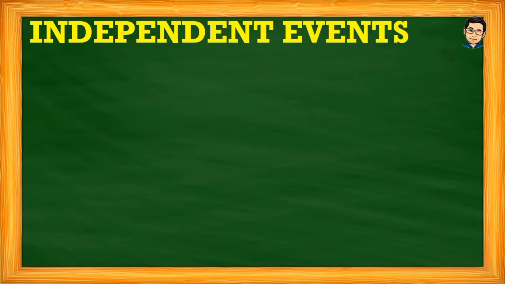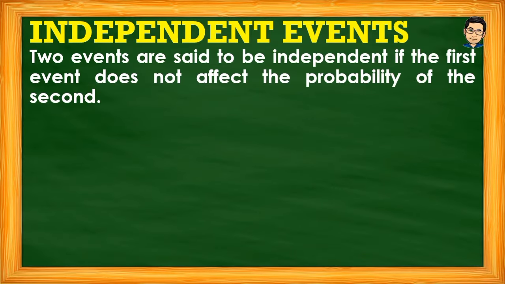So let us now discuss independent events, then dependent events, so you can see the difference between the two. Two events are said to be independent if the first event does not affect the probability of the second. Okay, so the events where the outcome of the first does not affect the outcome of the second or third events are called independent events.